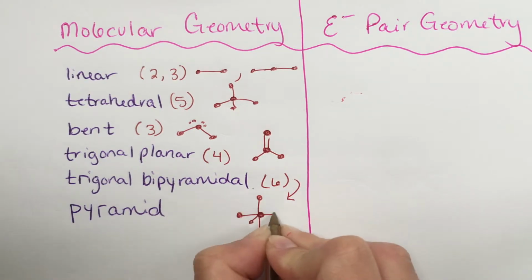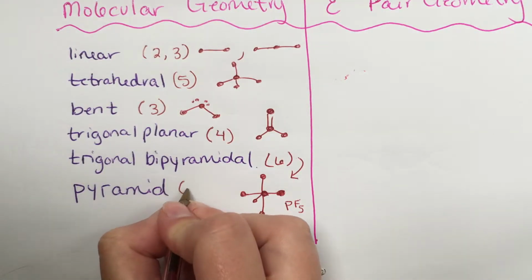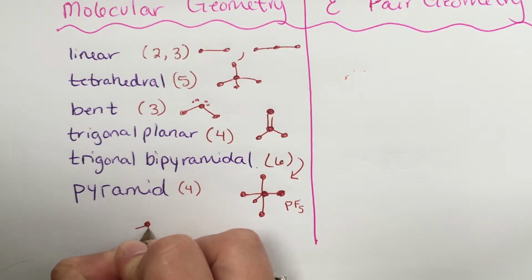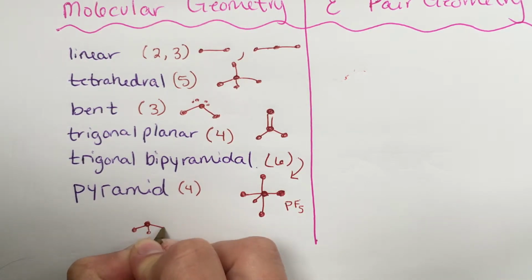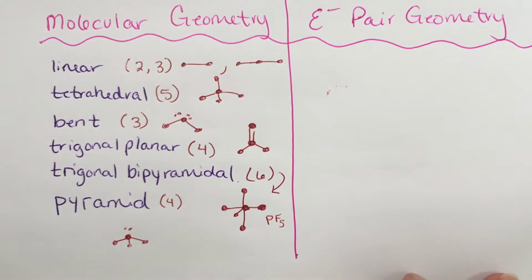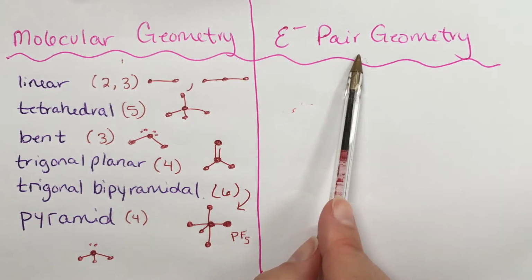And it has 5 bonds off of the central atom. And then pyramid is with 4 atoms, and you have a central atom with 3 atoms bonded on it, and then you have a lone pair. So what's the difference between molecular geometry and the new geometry we learned today?